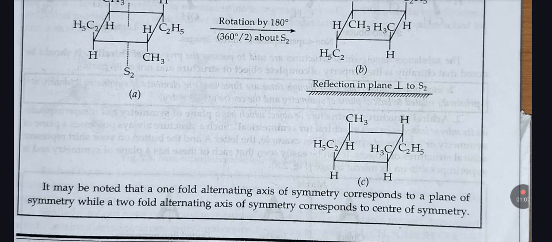It may be noted that a one-fold alternating axis of symmetry corresponds to the plane of symmetry, while a two-fold alternating axis of symmetry corresponds to the center of symmetry.